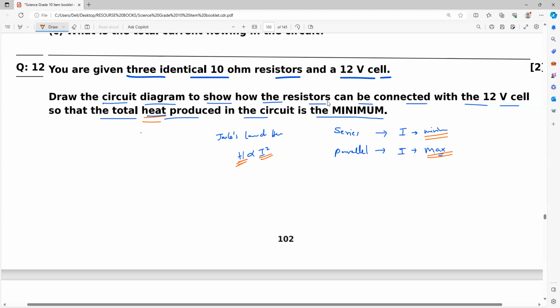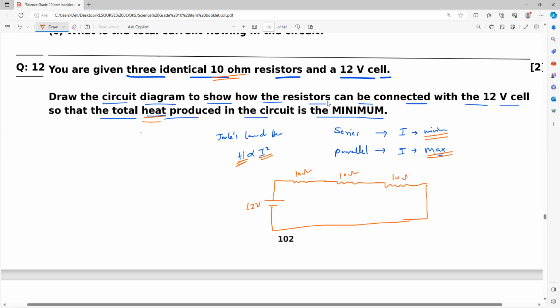So all the three given 10 ohm resistors have to be connected with the 12 volt battery. In what connection, everybody? Series connection. We can connect them in series connection. So that is what you have to remember.